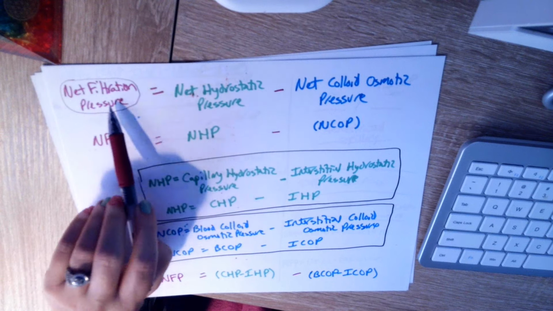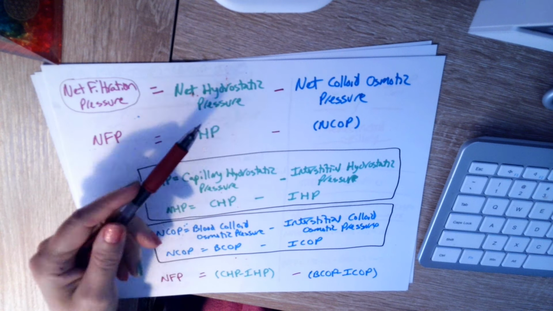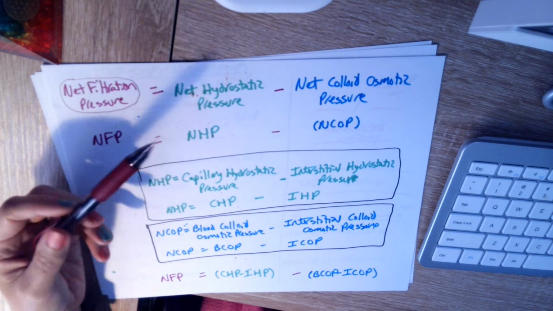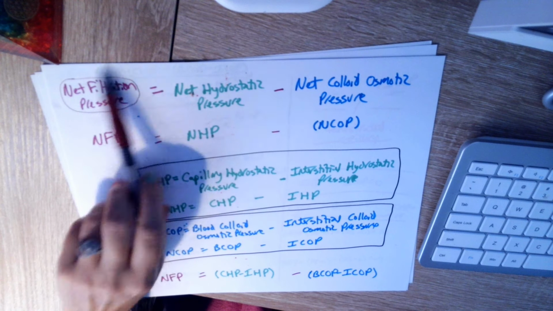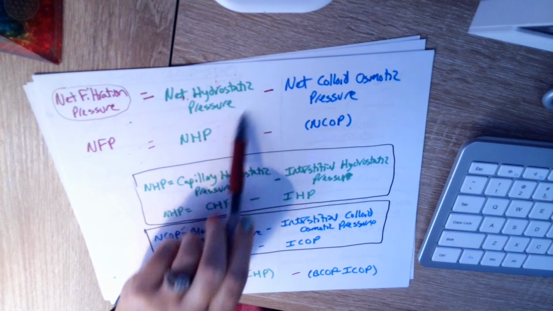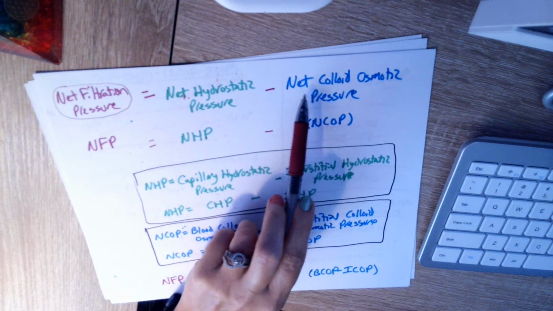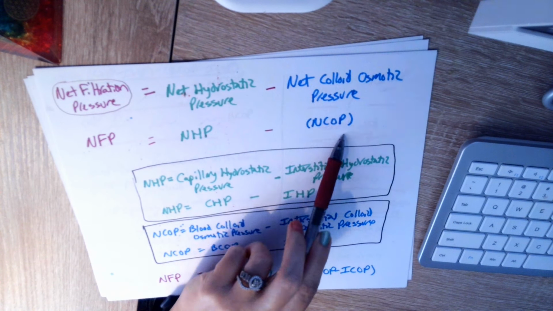So how we figure this out is two factors, which then each of those factors are going to be able to be divided into two of their own factors, so we have a total of 4 things that we need to think about. So for net filtration pressure, or NFP, we would find the net hydrostatic pressure, or NHP, and we subtract from it the net colloid osmotic pressure, or NCOP.